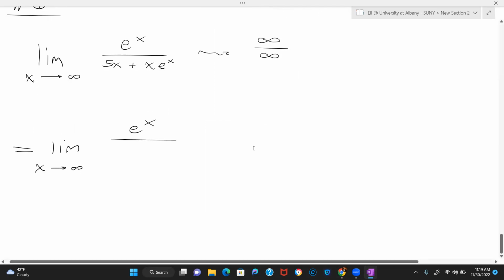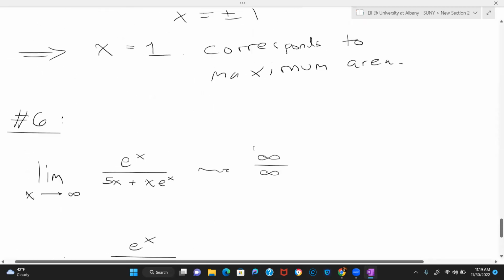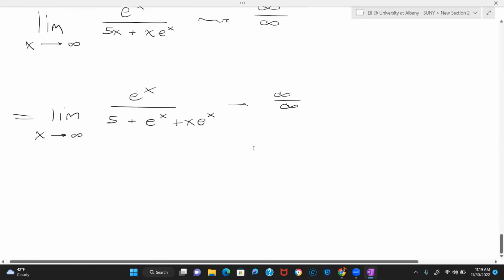So the derivative of the numerator is e to the x, the denominator is going to be 5 plus, so product rule on this part is going to be e to the x plus x e to the x. And again, you let x go to infinity, you get the indeterminate form infinity over infinity. e to the x goes to infinity as x goes to infinity, and then e to the x and x e to the x go to infinity. And if you add 5 to that, that's not going to make a difference anyway. So everything goes to infinity. So we can apply L'Hopital's rule again.